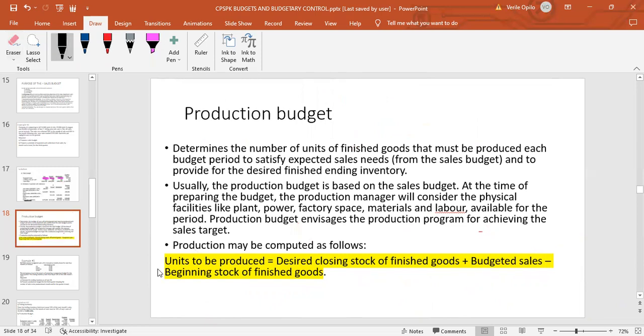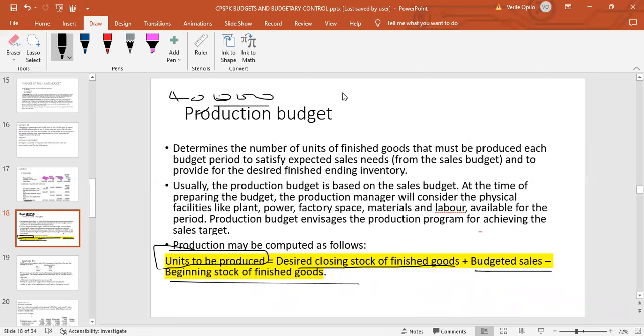So the units to be produced in a business in a given period should be the desired closing stock of finished goods plus the budgeted sales minus the opening stock, or the beginning stock, of finished goods. You already had 40,000 units, so this is your opening inventory. And then you wanted to sell 100,000 units and you wanted to be left with 60,000 units.